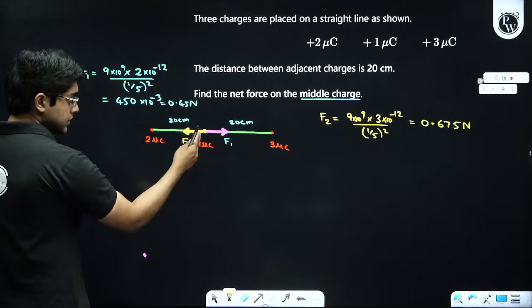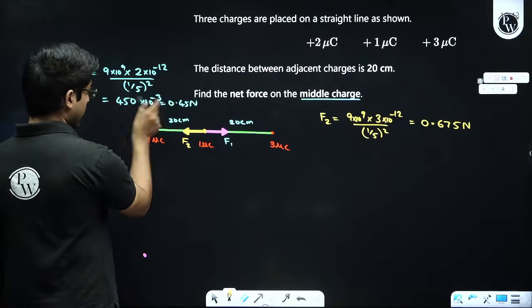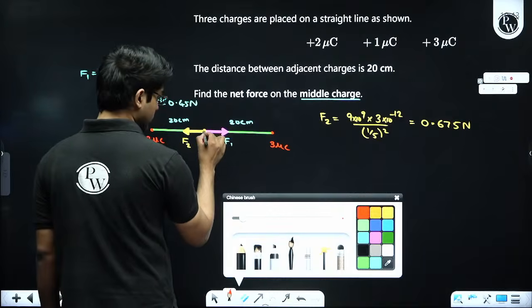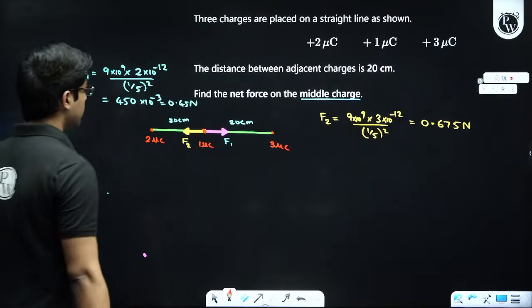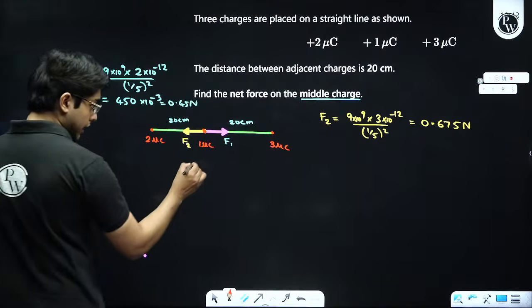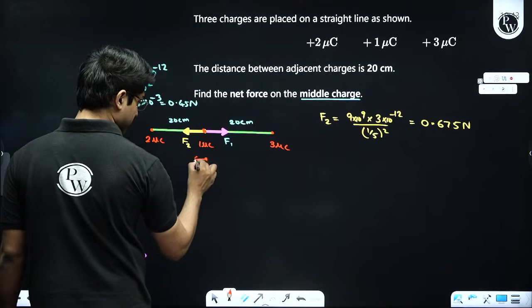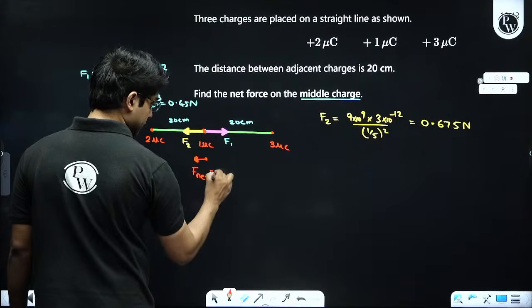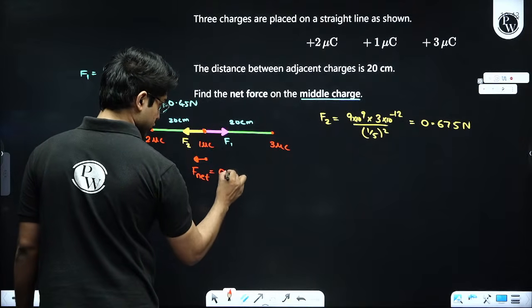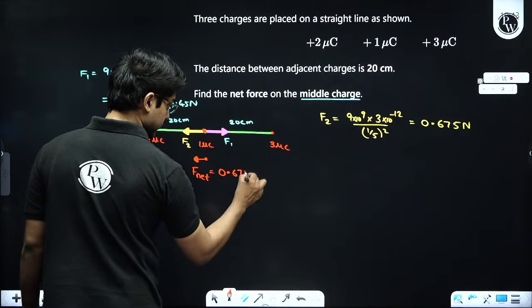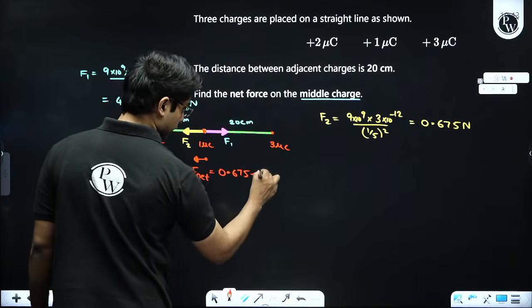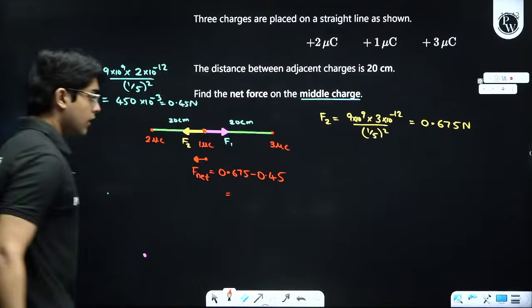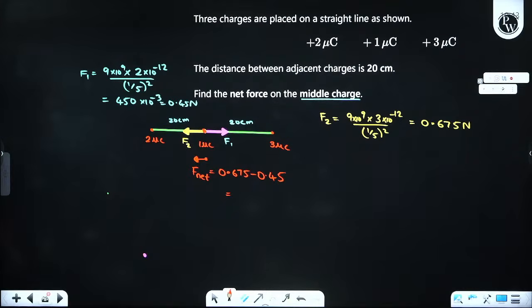So F2 is 0.675 to the left and F1 is 0.45 to the right. So who wins? Of course, F2 is bigger, so it will win. So the net force is to the left, and its magnitude is the subtraction of these two, right? 0.675 minus 0.45. Okay, so what does this come out to be? 0.225, right?